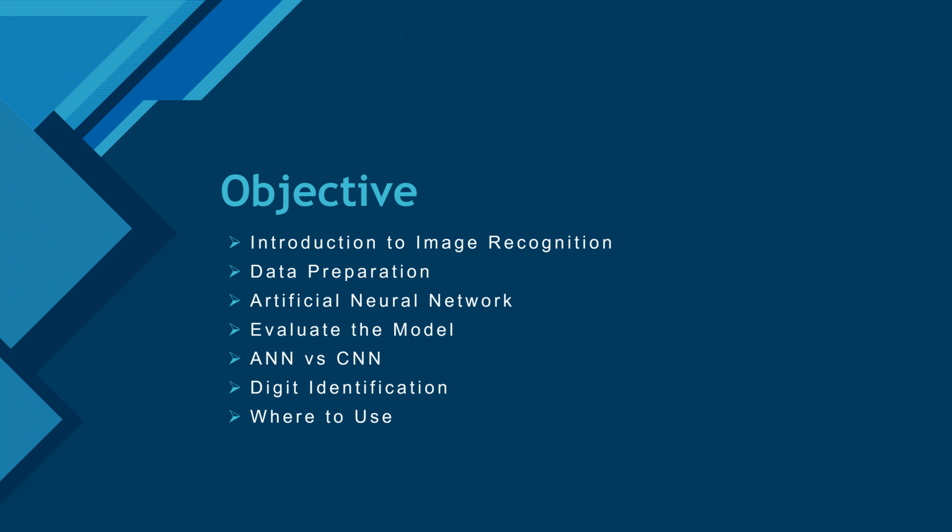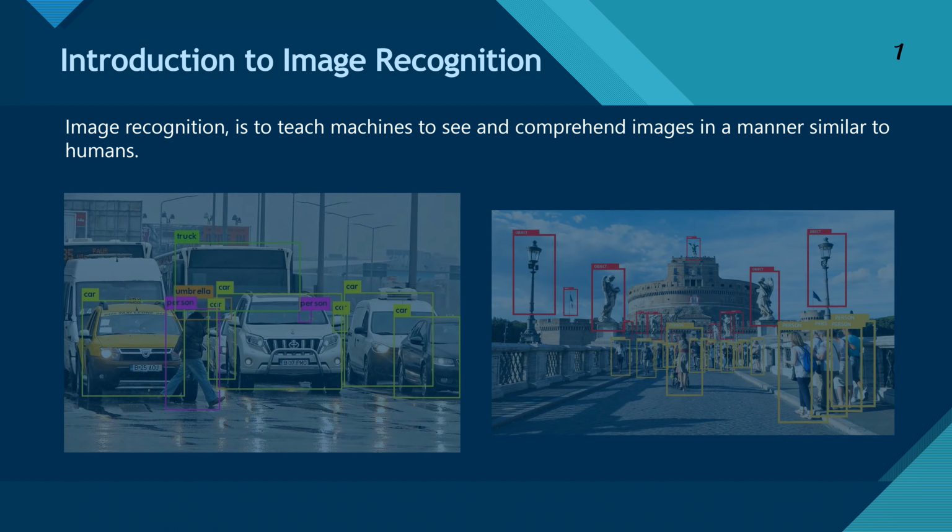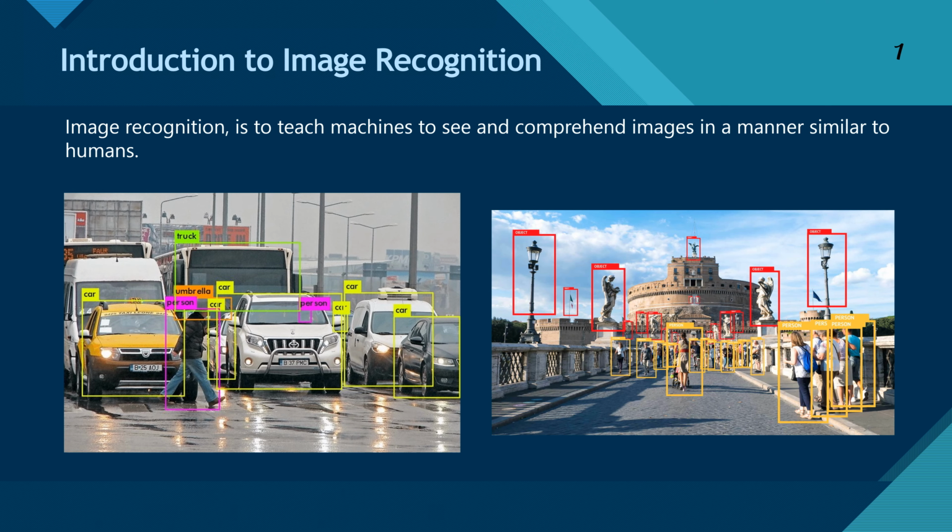Here are the working objectives. Let's move to the first objective, Introduction to Image Recognition. What exactly is image recognition? It's the process of identifying an object or feature in an image or video. In these two pictures, we see many objects, each identified with AI.